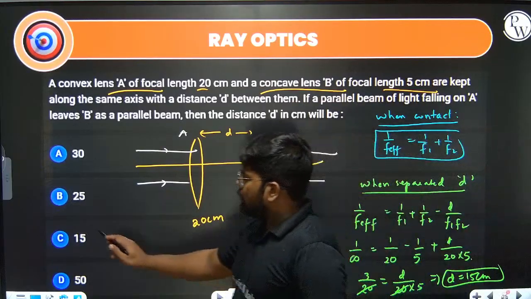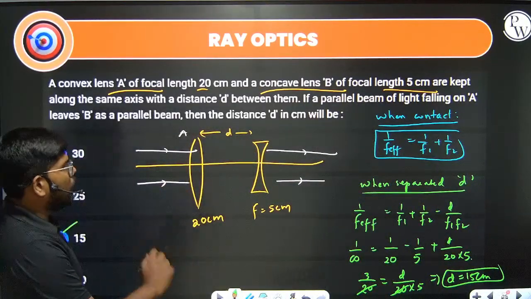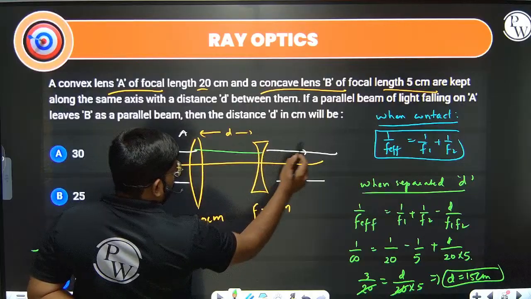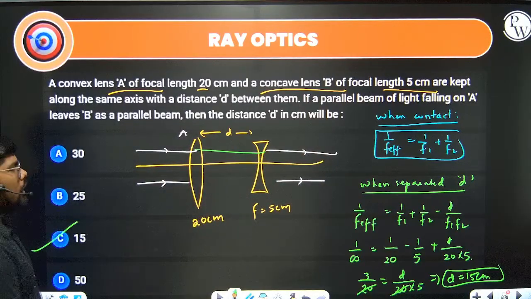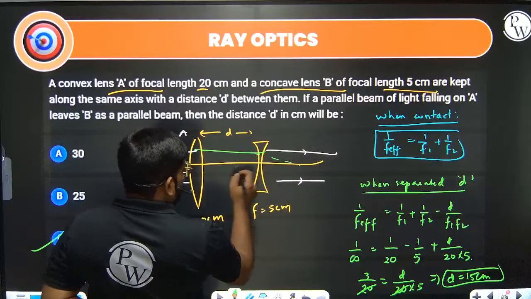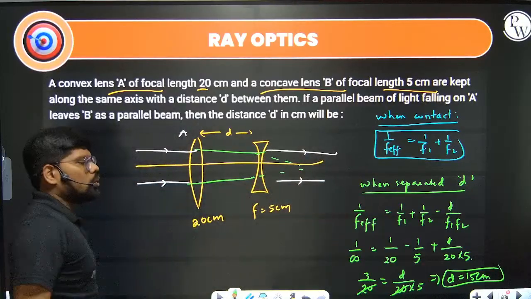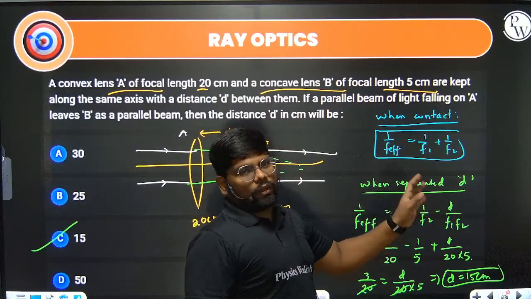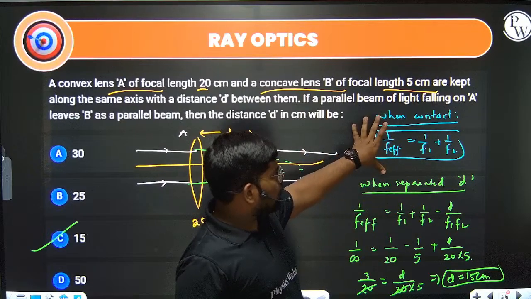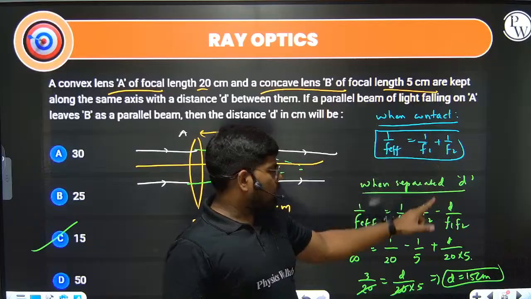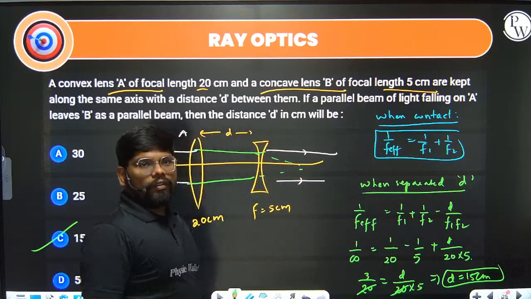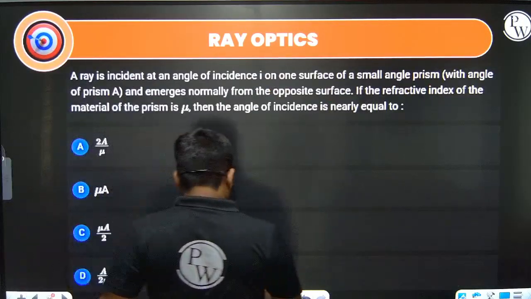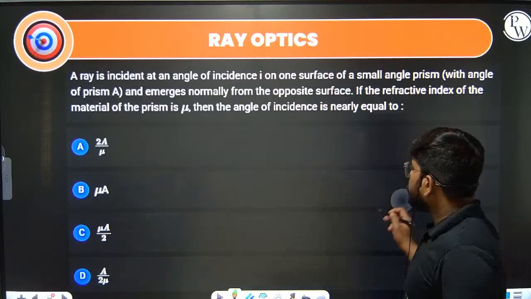If you maintain the distance between the two lenses at 15 centimeters, the ray which is trying to converge here, this lens will make sure that it diverges and goes to infinity. So two formulas you should remember for how to find effective focal length. Don't use them wherever you want. When the lenses are in contact, there is no D here. If there is separation, put D by F1 F2 as the formula here. Okay, this is one question where based on effective focal length we can say.